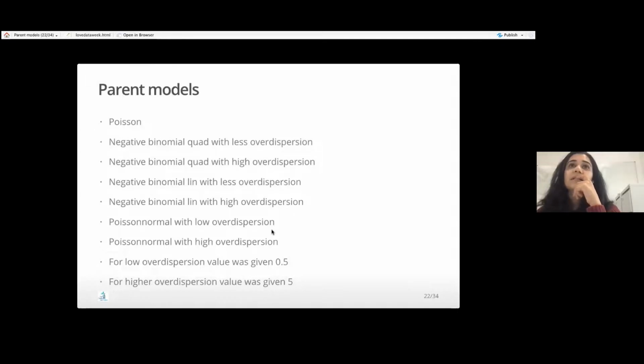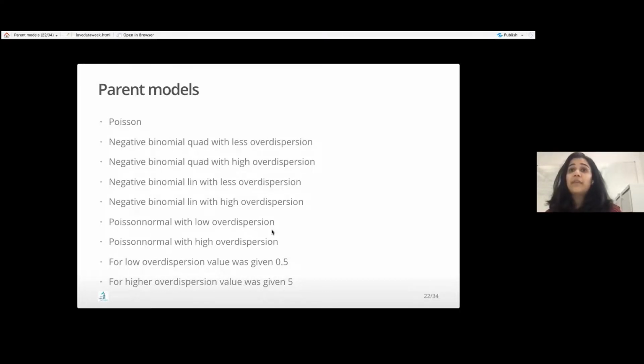The parent models considered are the Poisson model, which does not account for overdispersion. All the other models after Poisson have a parameter which accounts for overdispersion, as we saw earlier, which is negative binomial quad. Negative binomial quad means negative binomial with a quadratic variance function, considered for two conditions: less overdispersion and higher overdispersion. The same goes for negative binomial link, with a linear variance function, for less and high overdispersion. We also consider Poisson normal with low and high overdispersion.